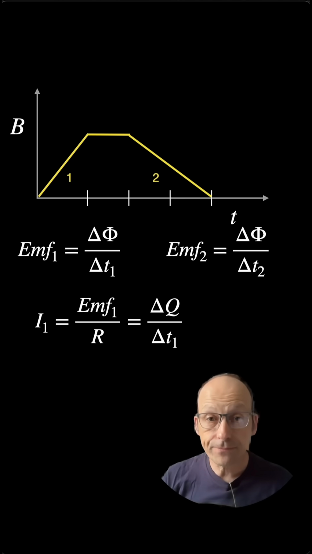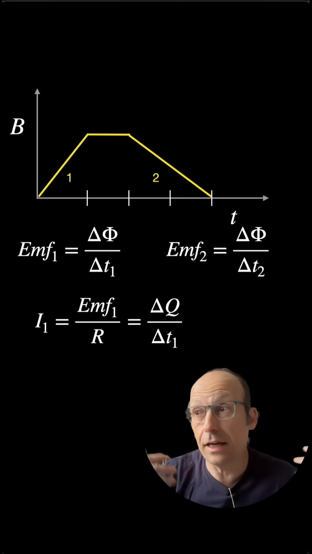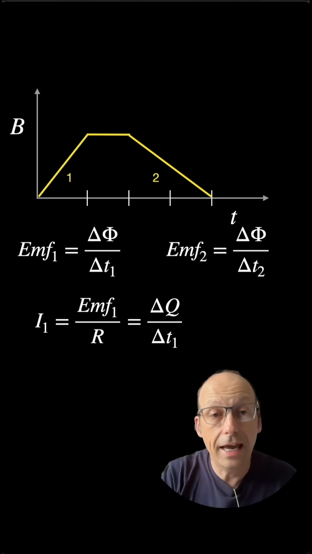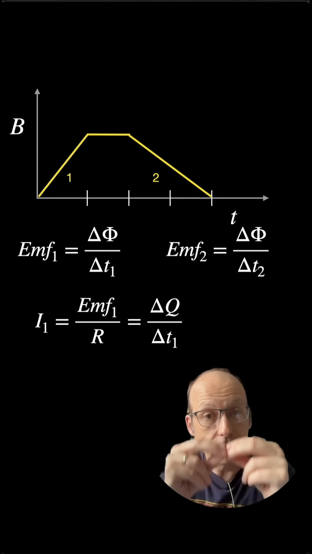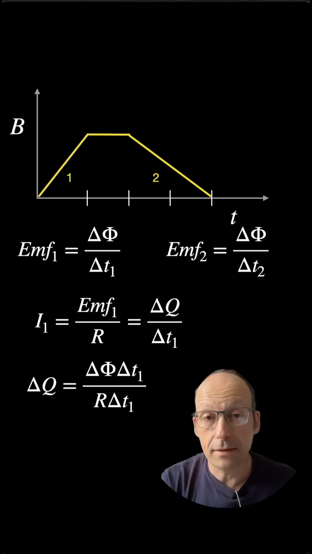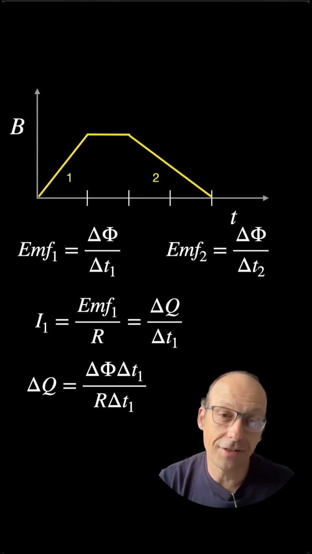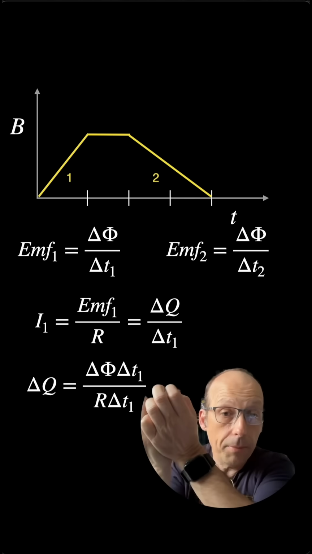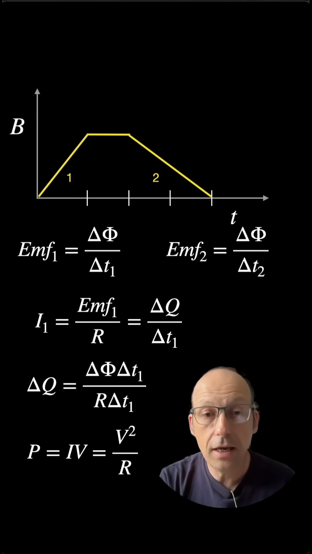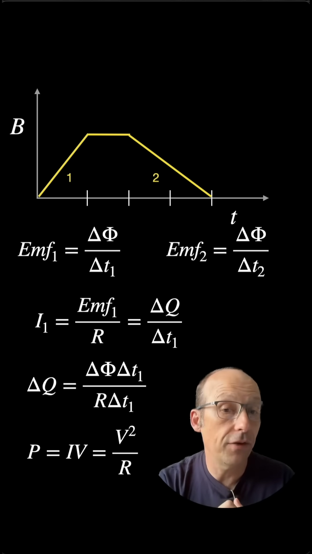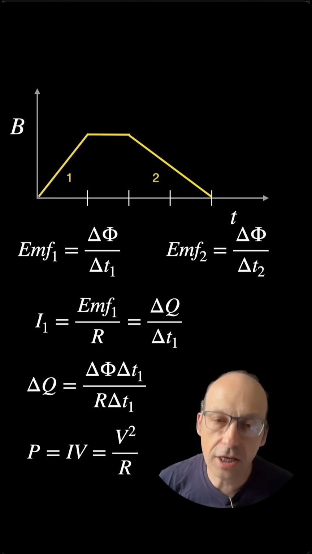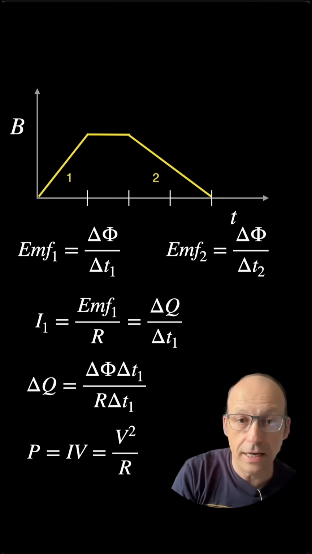What about the current? The current is EMF over R. That's just Ohm's law. And we can also define current as the rate of change of charge. So for current 1, that's delta Q over delta T. Now, if I solve for delta T and plug in my EMF, you can see the delta T's cancel. So the change in charge going up and coming back is the same. That's kind of cool. And what about the power? Power is IV, but if you replace I with V over R, then you get V squared over R. The change in voltage is not the same. We already showed that, so the power is not the same.